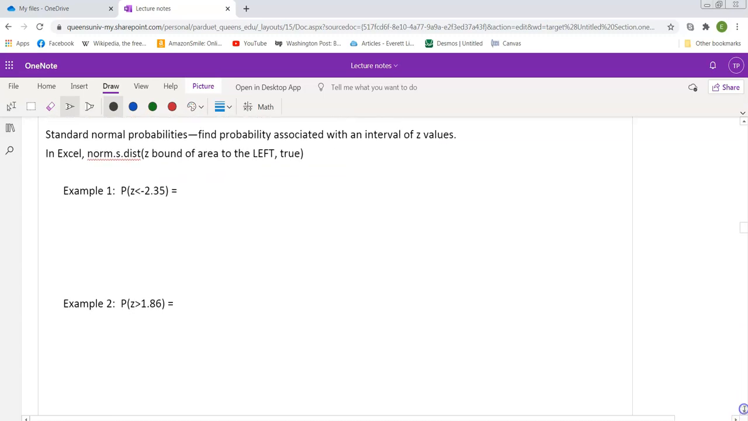So we want to find standard normal probabilities. And it's really just a matter of knowing the function in Excel. So for example, if I want to find the probability that z is less than -2.35, I want you to sketch your normal distribution on all of these problems. So 0's in the middle, and then we sketch 3 standard deviations below and 3 standard deviations above.